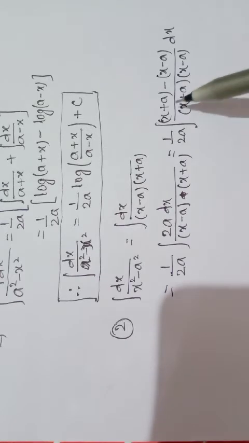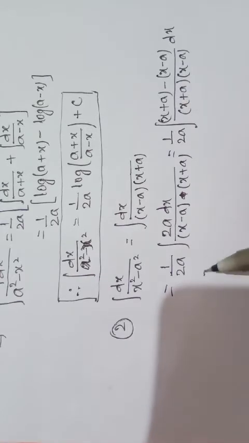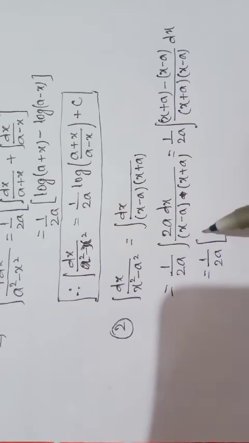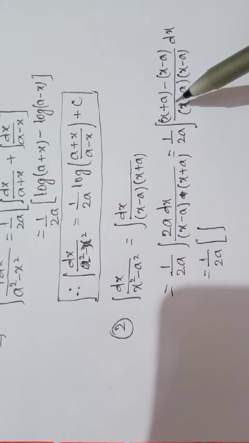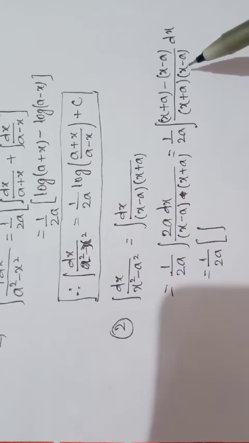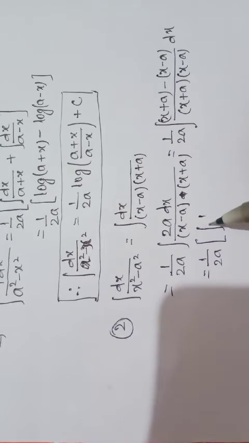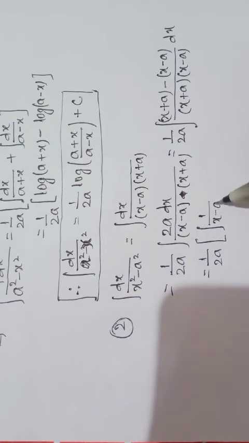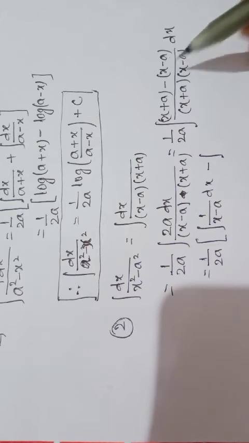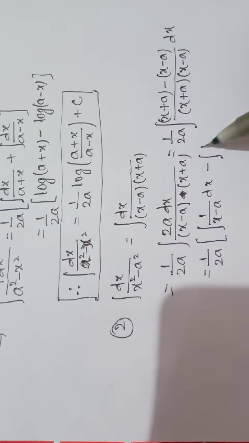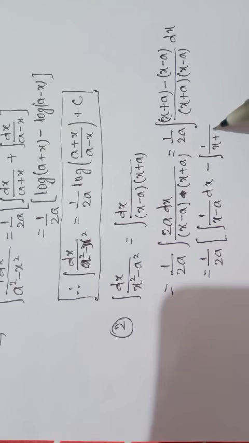Now separate it into two integrations, so 1 upon 2a is overall common. In the first integration, x plus a upon x plus a into x minus a. X plus a should cancel here. This is 1 upon x minus a dx. And in the second integration, x minus a should cancel, so it is 1 upon x plus a dx.